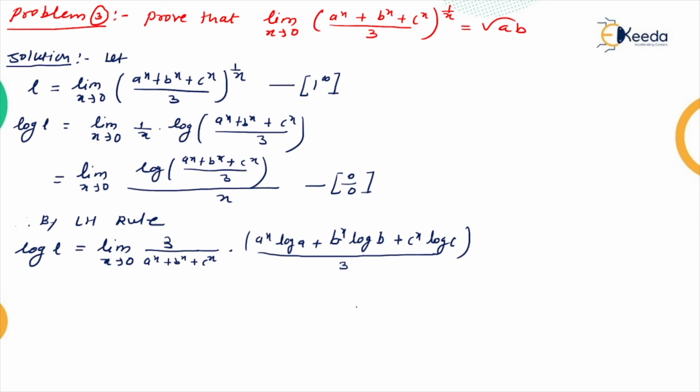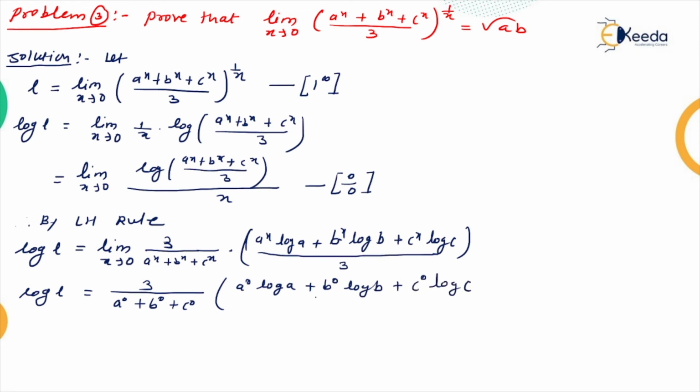The denominator 3 remains 3. Now no indeterminate form will happen here, so directly applying the limit: log L is equal to 3 upon (a^0 + b^0 + c^0), and inside the bracket a^0 log a + b^0 log b + c^0 log c, total divided by 3. I hope you understand this very well.